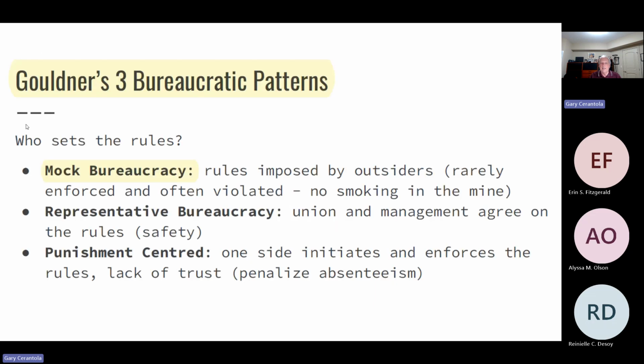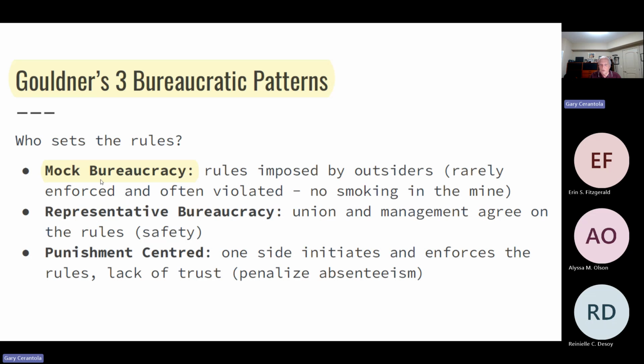And again, here, this is mock bureaucracy. That's a key one that you should understand. This is Gouldner's three bureaucratic patterns. So mock bureaucracy is, think about a union, all right? A union can enforce the collective agreement on the management of the company. So they're part of the bureaucracy, but they're not part of the structure in terms of the management structure. But that is a mock bureaucracy, all right?